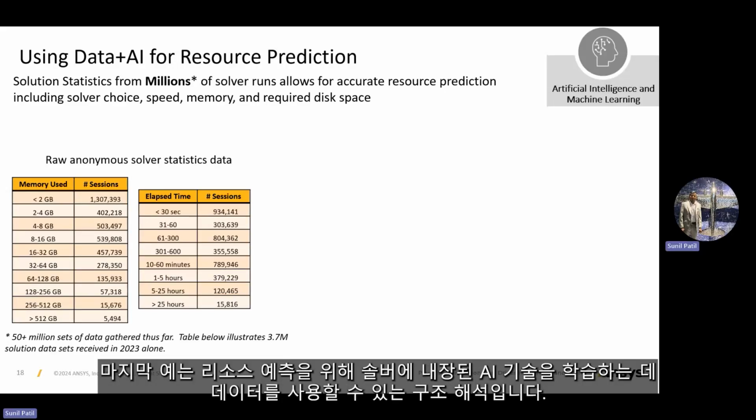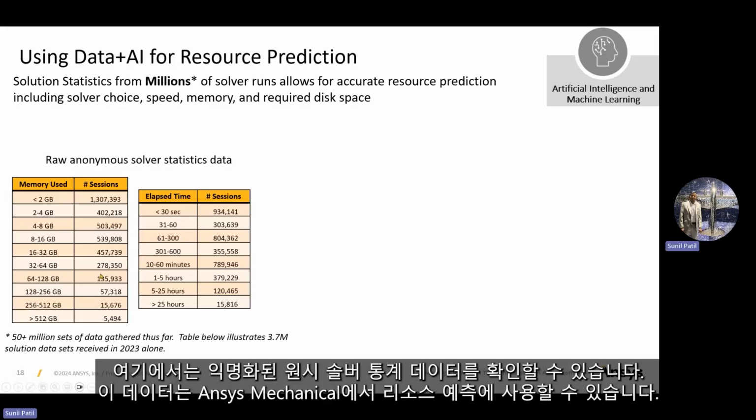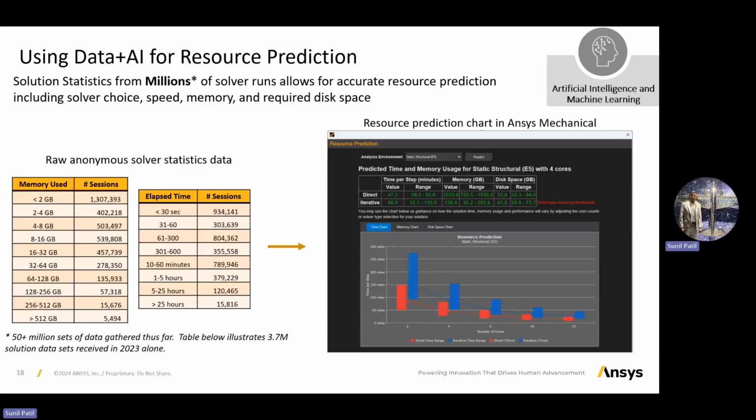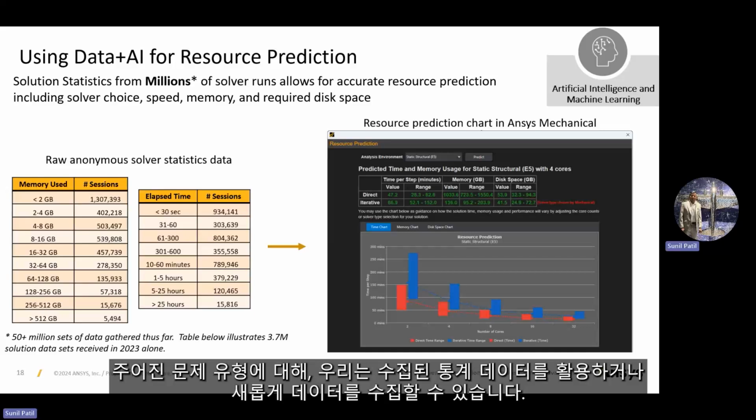The last example I'm going to cover is on the structure side, where we can use data to train the AI technologies embedded into our solver for resource predictions. So here you're looking at the raw anonymous solver statistics data, which can be used for resource prediction in Ansys Mechanical.